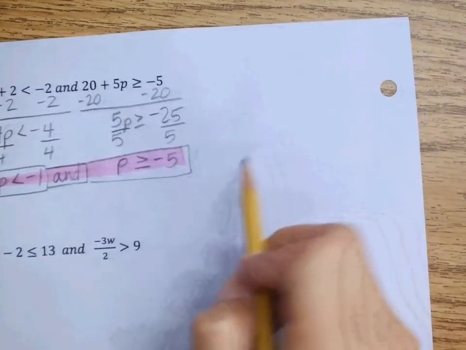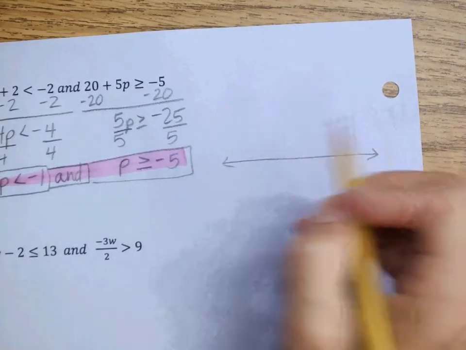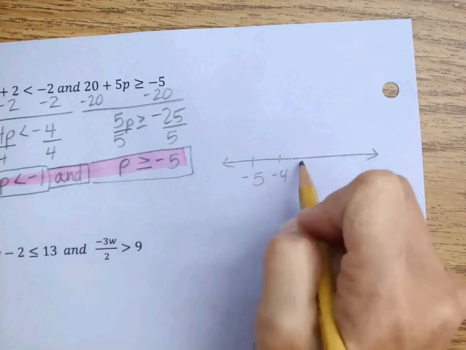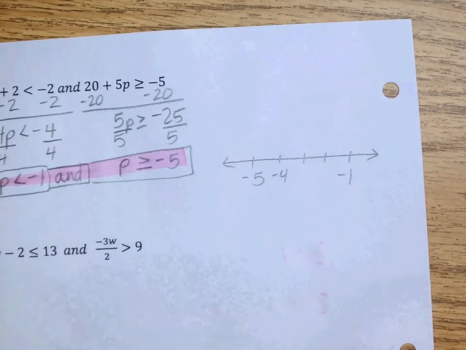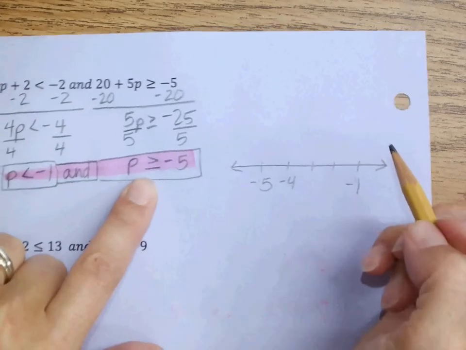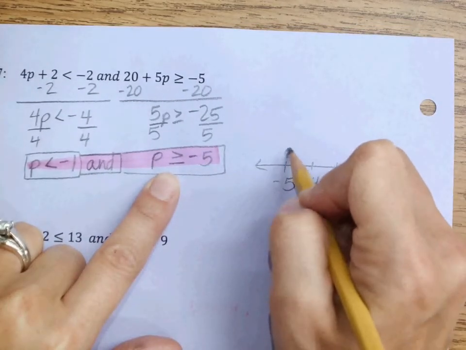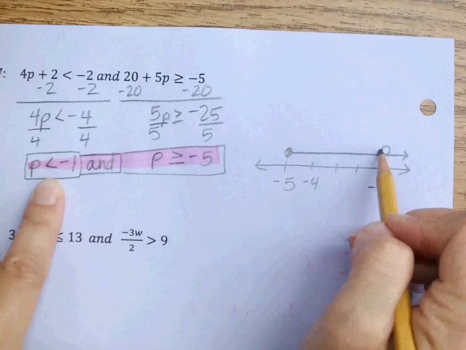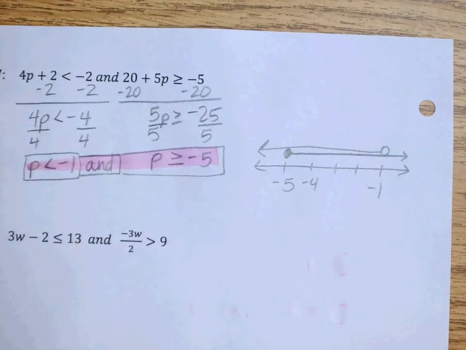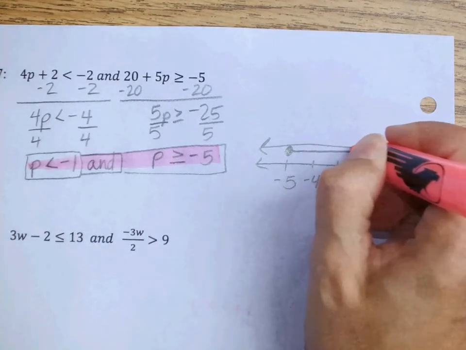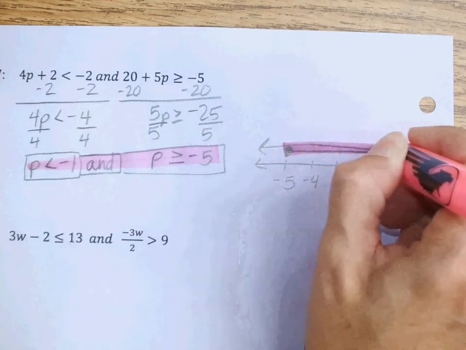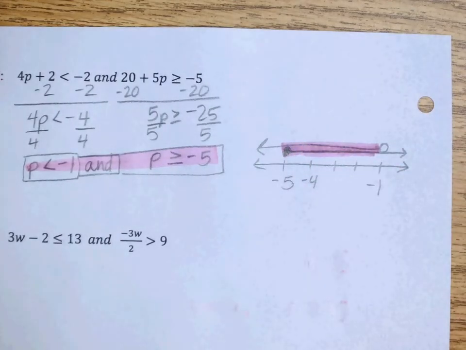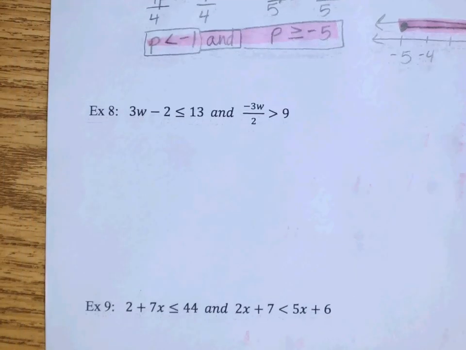And then I'm going to create my number line. So on my number line, I have -5, -4, -3, -2, -1. Okay, and so at -5, I have a closed circle and my arrow going to the right. At -1, I have an open circle, my arrow going to the left. And so for my final answer, that's where they overlap. And that's what I'm going to highlight. So again, notice I am not highlighting the open circle, but I am highlighting the closed circle because that is part of the solution.